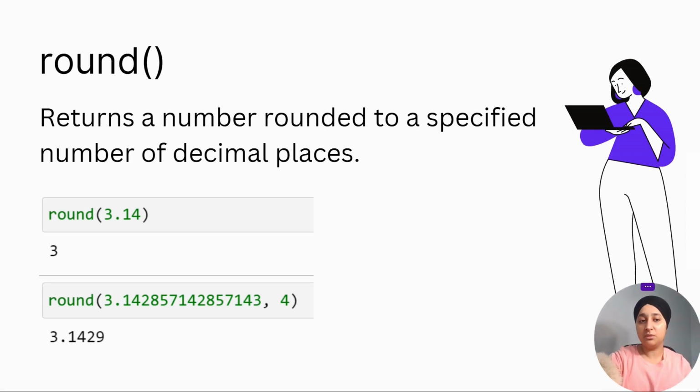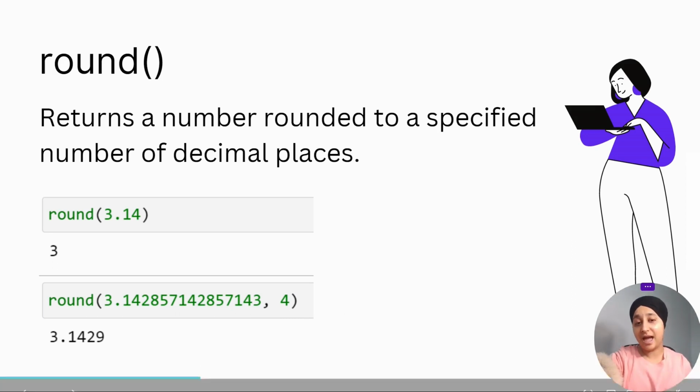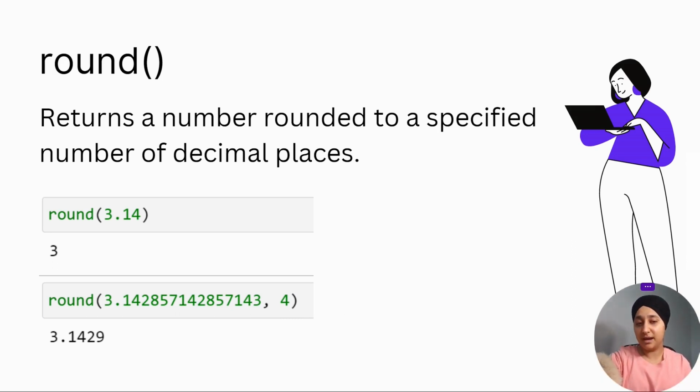So here we can round 3.14. Simply we are using the round function, and within the parenthesis we are putting the value of pi, that is 3.14, and it is rounding off to 3. And in this case, you can see here 3.1428. This is the actual value of pi.